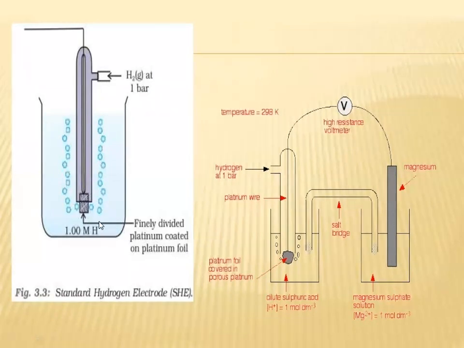You can see here hydrogen gas is bubbled at 1 atmospheric pressure, and this is your platinum wire electrode, which is coated with platinum black. This is dipped in the solution of 1 molar HCl. So finely divided platinum is coated on the platinum foil, as you can see here.